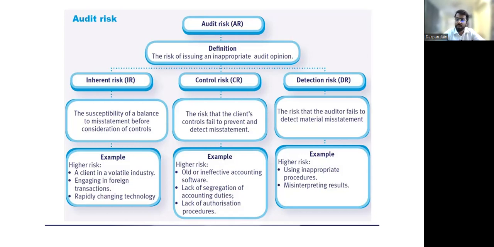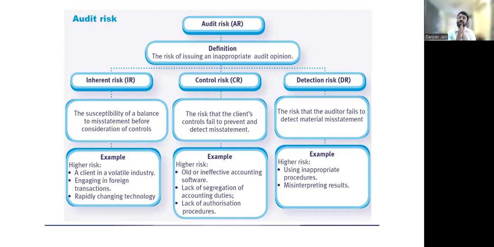And see examples. Higher risk when there's an old software, when there's lack of segregation of duties, lack of authorization procedures. In these cases, there will be a higher risk that the financial statements contain material misstatements. If there's lack of segregation of duties or lack of authorization procedures, right? So that's control risk.